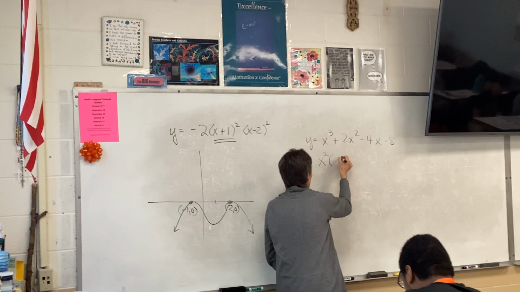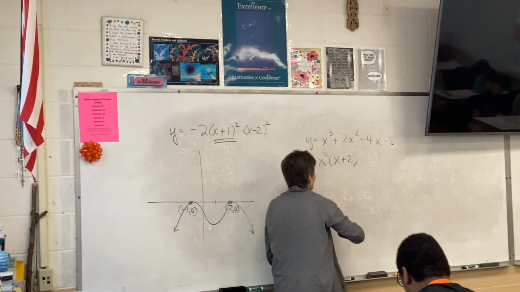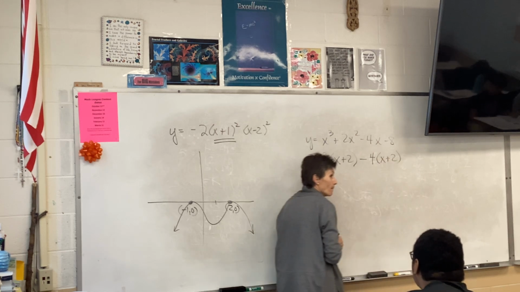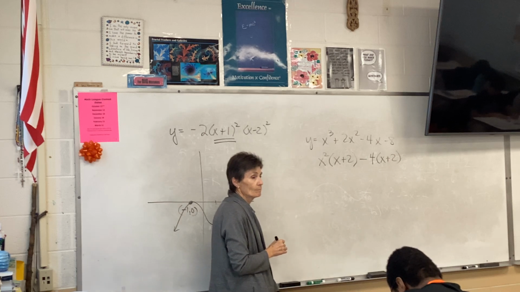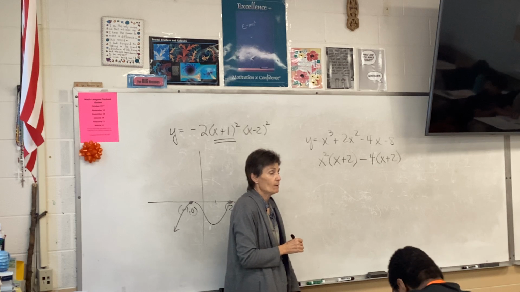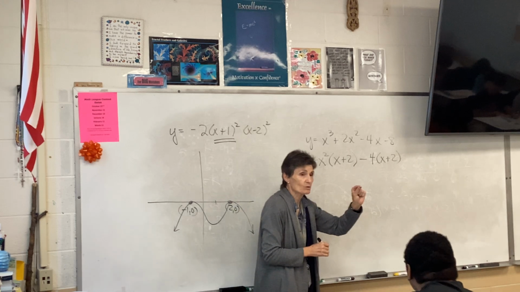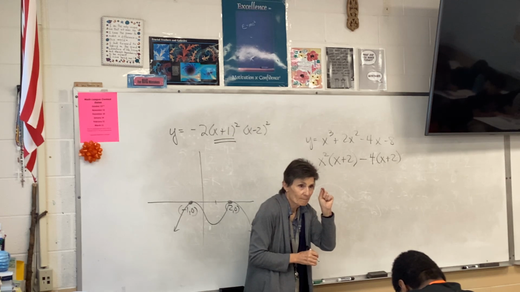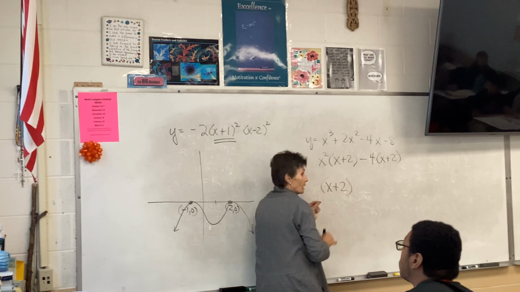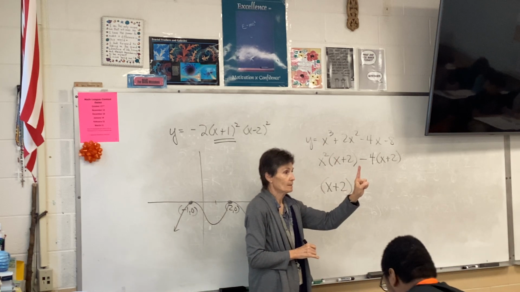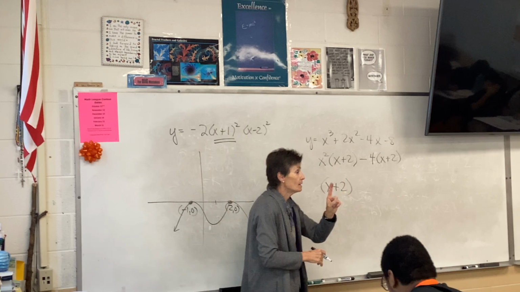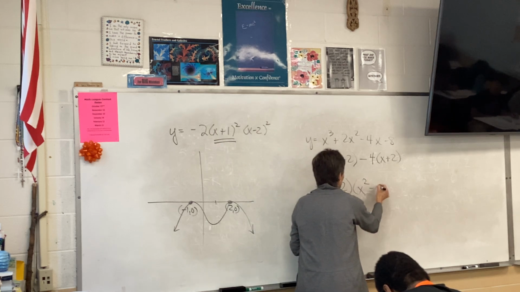I'll take out an x squared, and I'll take out a negative 4. Now, this is another one of those places where some of us are screwing up. Everybody look at me. My common factor is x plus 2. I write it down one time. I don't square it. I don't write it here and here. I write it one time. And then I write the leftovers.